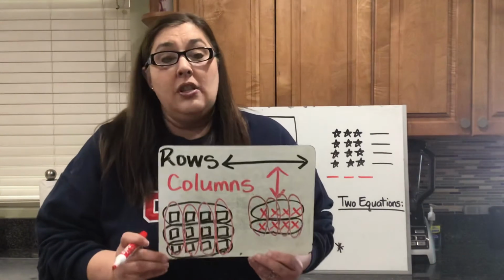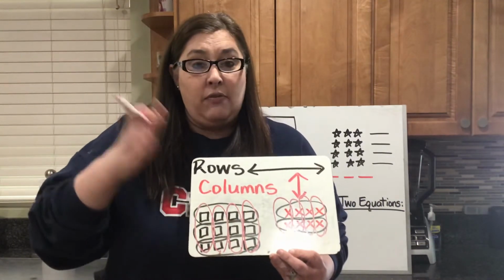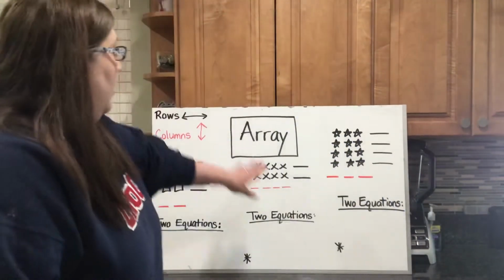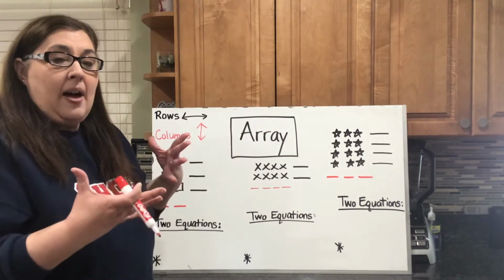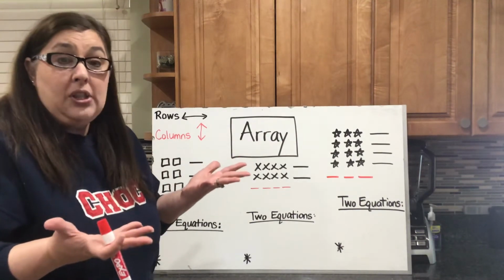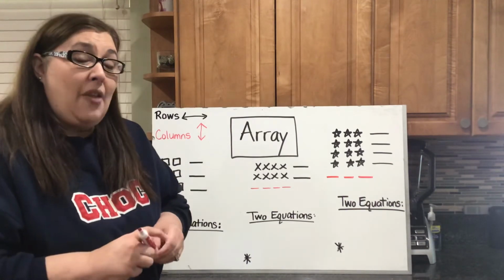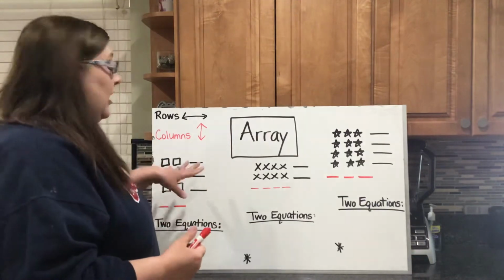So you can see the rows and the columns, and when they're equal numbers like this, of rows and columns, that makes something that's called an array. An array. So an array is an equal number of symbols that are arranged in rows and columns, and it helps you to efficiently count them in a quicker way. So let's take a look at this for a second.